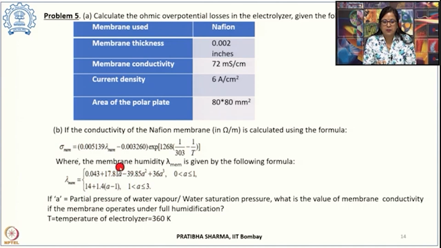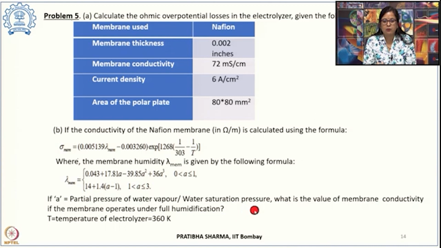And the relationship between the membrane humidity as well as the partial pressure is given as, when the partial pressure is in the range of 0 to 1, then the first expression is 0.043 plus 17.81 A minus 39.85 A square plus 36 A cube. However, when the value of A is higher than 1 but less than or equal to 3, then the membrane humidity is 14 plus 1.4 times (A minus 1). A is the partial pressure of water vapor or water saturation pressure.